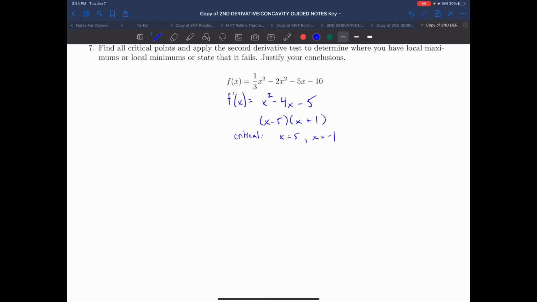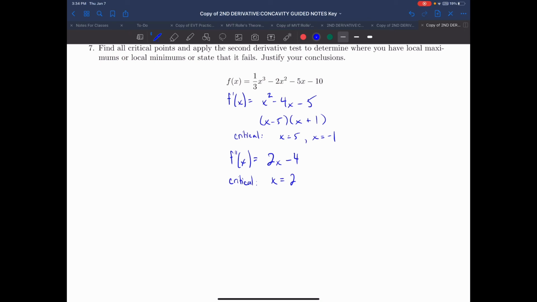Okay, and I usually do that just in case I need those later. So let's find f double prime of x. This will be 2x minus 4. Critical point there is x equals 2. So we're finding the critical points for both the first and second derivatives.